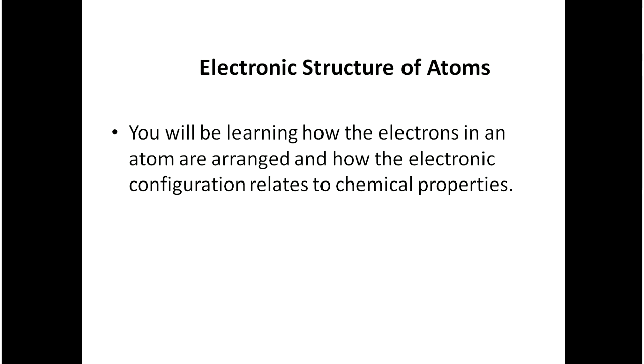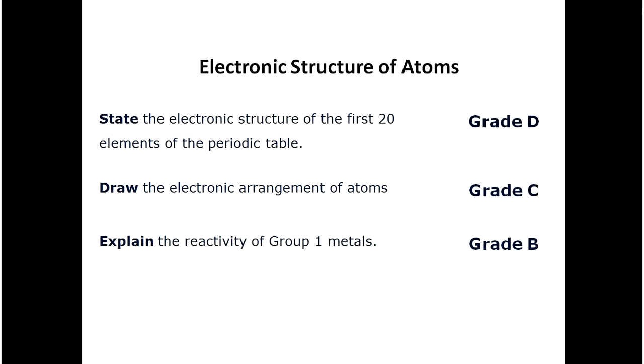Today you will be learning how the electrons in an atom are arranged and how the electronic configuration relates to chemical properties. At grade D, you need to be able to state the electronic structure of the first 20 elements of the periodic table. At grade C, you need to be able to draw the electronic arrangement of atoms. And grade B, you need to be able to explain the reactivity of group 1 metals.